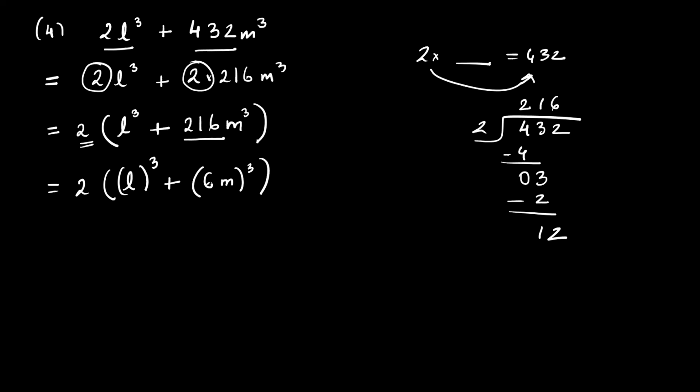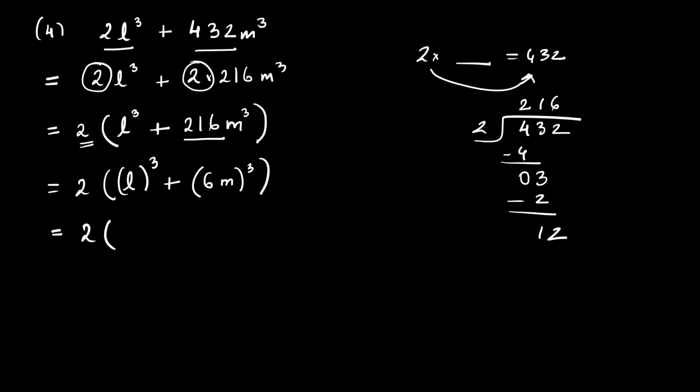Now tell me, will the bracket be closed? Does it look like A cube plus B cube or A cube minus B cube? Obviously A cube plus B cube. What is the formula of A cube plus B cube? The first bracket is A plus B, bracket closed. Second bracket is A squared minus AB plus B squared, bracket closed.